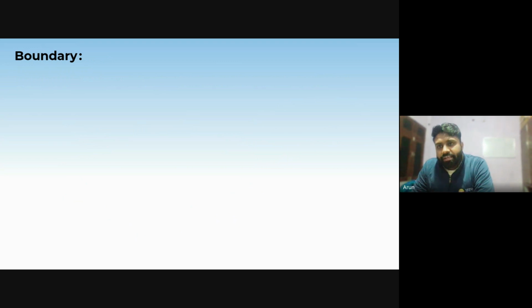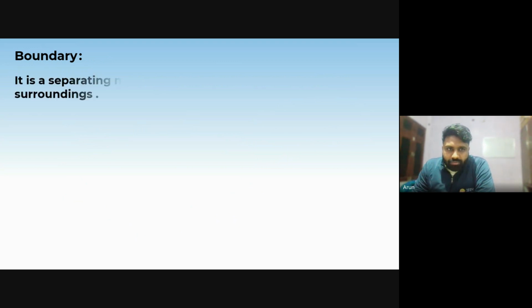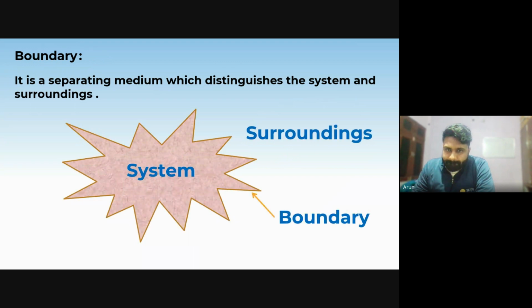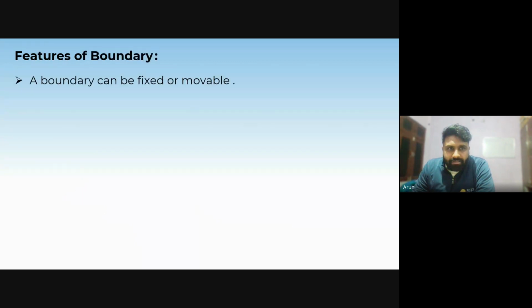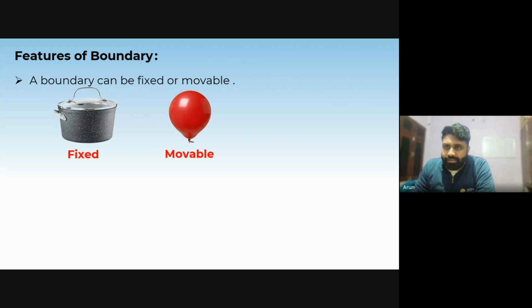It can be imaginary or it can be real. So we will now see the features of the boundary. It can be fixed or movable. या तो fix होगी या move करेगी. How can it be fixed? Whenever you are interested in this pot, inside of this pot you will consider the system. So the outer layer of this pot will become the boundary of the system because it is separating the material present inside this pot from everything else.